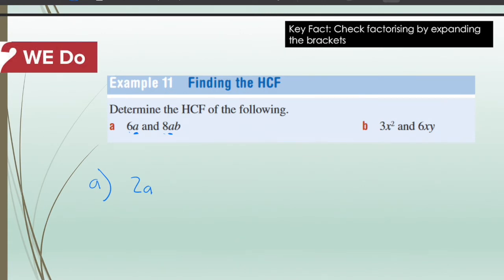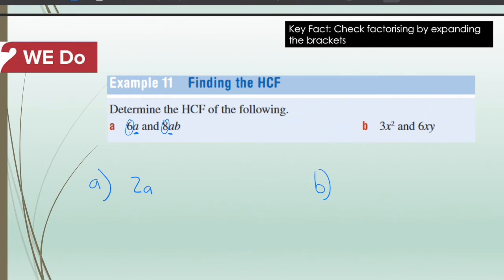Okay, we deal with the numbers first. What can we divide both 6 and 8 by? We decided it was 2. And then we look at the letters to see if any are the same. Have a go at doing that same process here now with 3x squared and 6xy. Pause the video, have a go at it. When you unpause the video, I'll show you the solution.